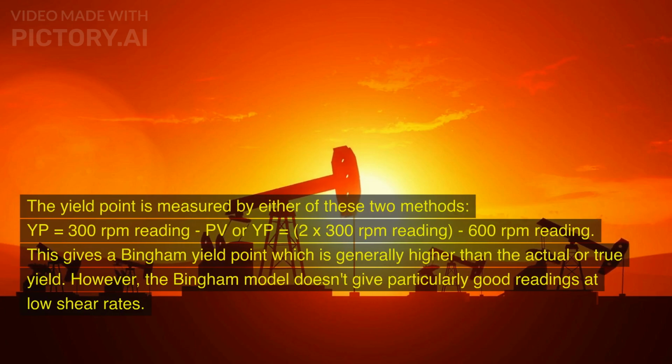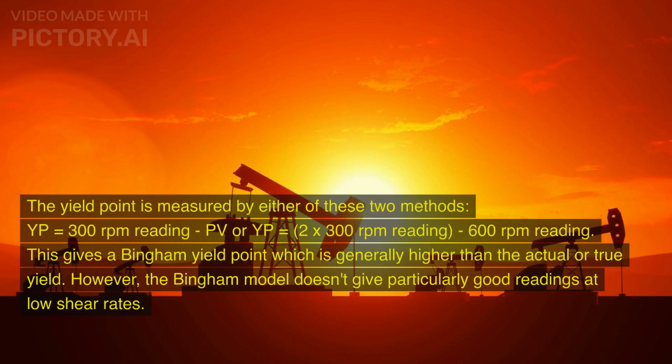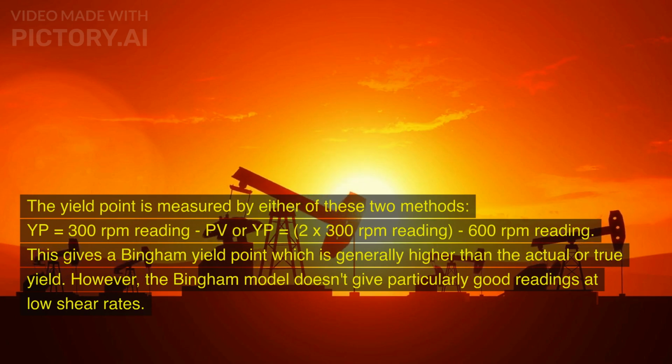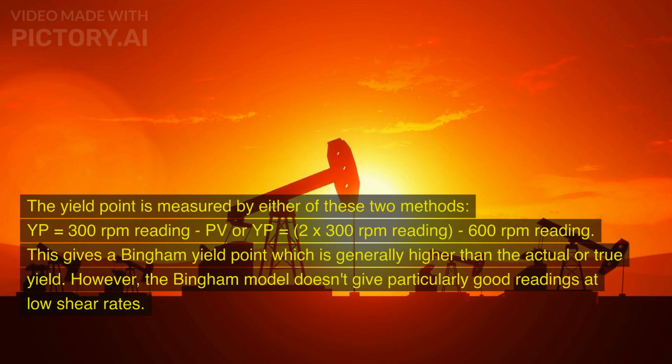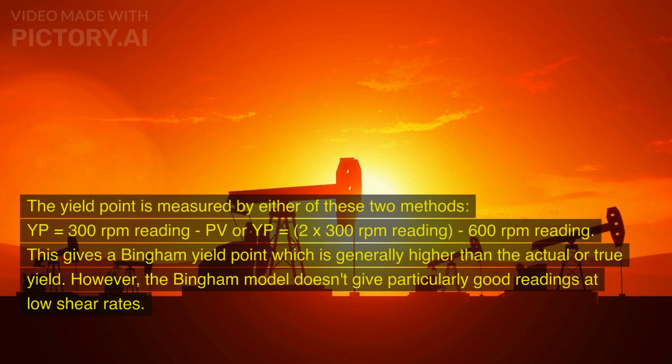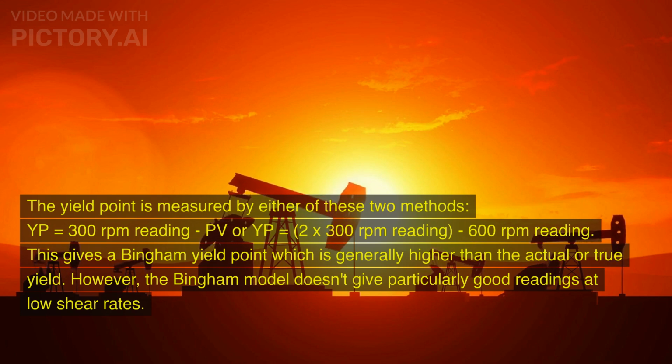The yield point is measured by either of these two methods. YP equals 300 revolutions per minute reading minus PV, or YP equals 2 times the 300 revolutions per minute reading minus the 600 revolutions per minute reading. This gives a Bingham yield point, which is generally higher than the actual or true yield. However, the Bingham model doesn't give particularly good readings at low shear rates.